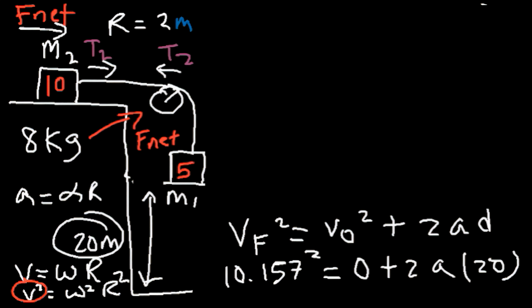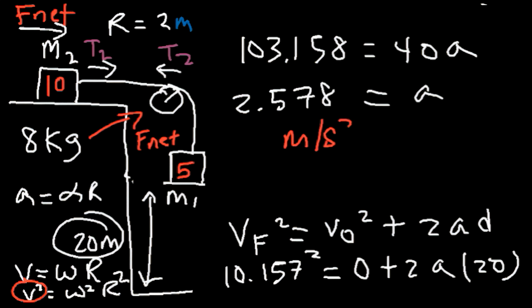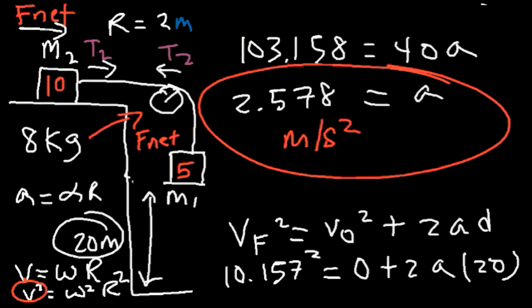10.157 squared is 103.158. And 2 times 20 is 40. So 103.158 divided by 40 gives you an acceleration of 2.578 meters per second squared. So we get the same answer.